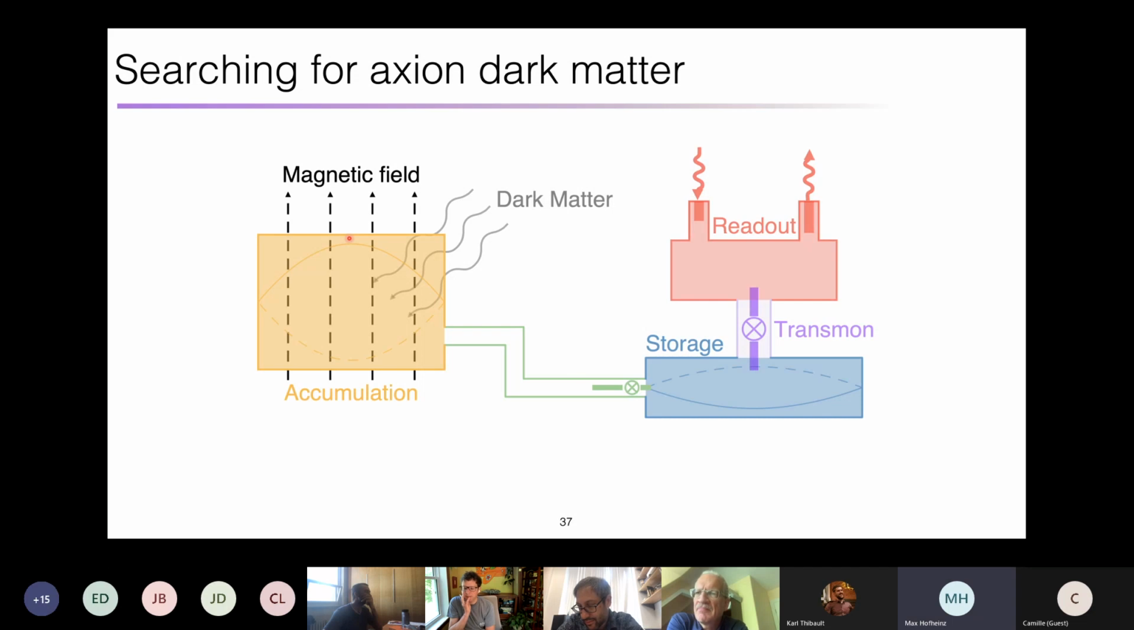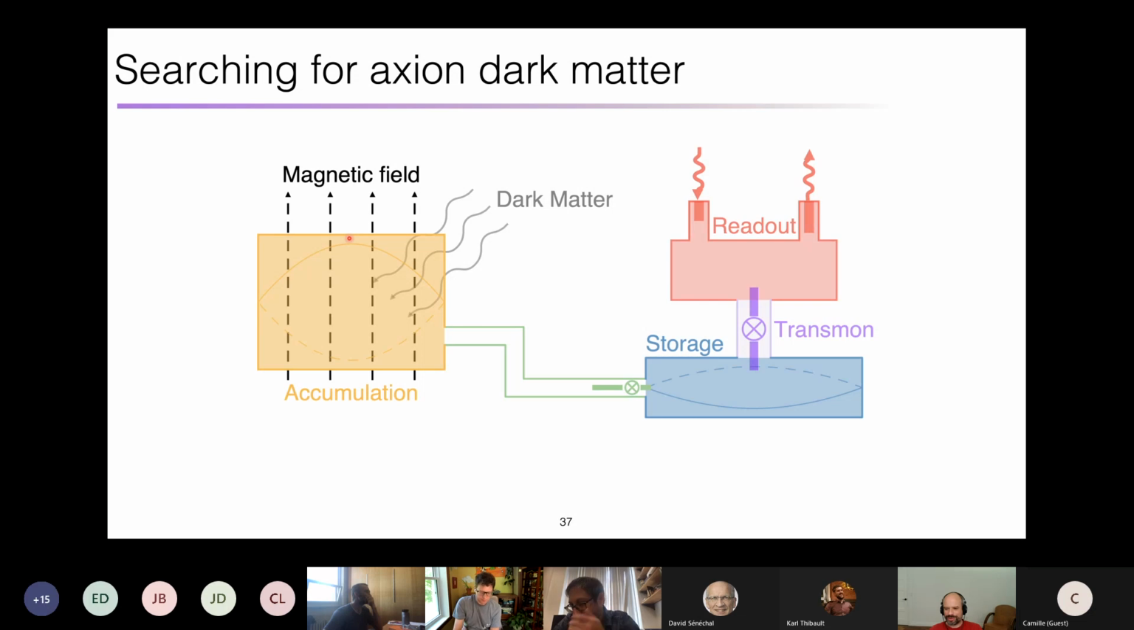Yeah, I have a question. What about the size of this accumulation cavity? You said the coupling scales with magnetic field squared. For the electric field, is it linear? Then if it's linear, I guess it doesn't matter how big you make it, because if you increase your mode volume, you have less coupling per unit volume.